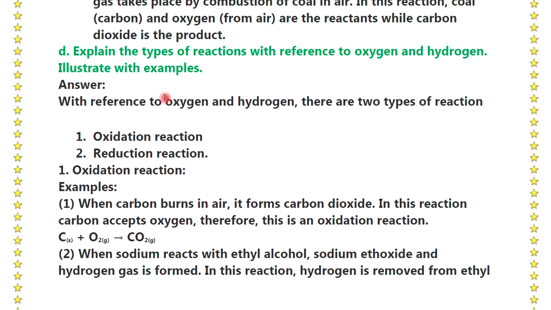Question number D. Explain the types of reaction with reference to oxygen and hydrogen. Illustrate with example. Answer, with reference to oxygen and hydrogen, there are two types of reaction. First is oxidation reaction and second is reduction reaction.